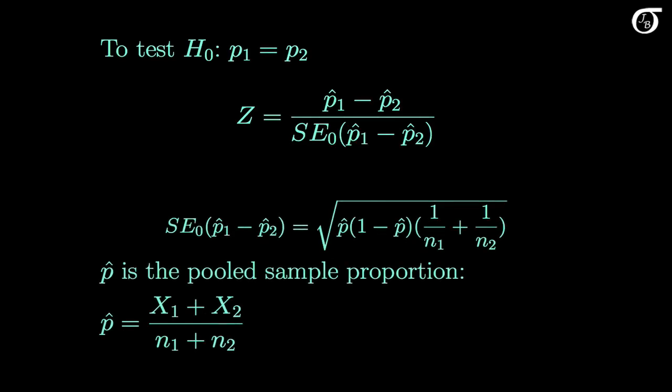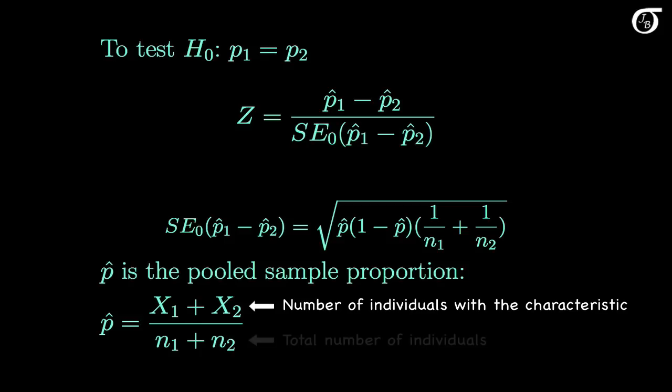The appropriate standard error is this quantity, where P hat is the pooled sample proportion, which is the proportion if we treated all individuals from both groups as if they were in one big group. X1 plus X2 is the number of individuals with the characteristic of interest, and N1 plus N2 is the total number of individuals in both groups combined.